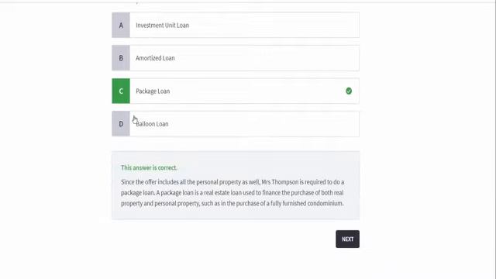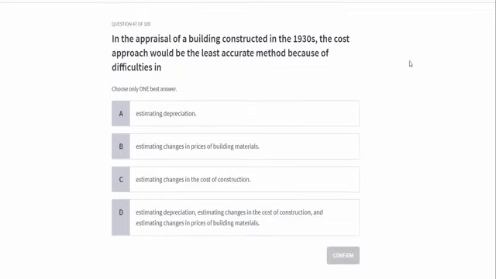Alrighty, so not to get sidetracked, but I always really get interested in the concept of package loan, because it makes you wonder how much personal property could somebody go? Could they throw in their motorhome? Could they throw in a bunch of golf equipment or something like that? I don't know, just real estate nerd thoughts.